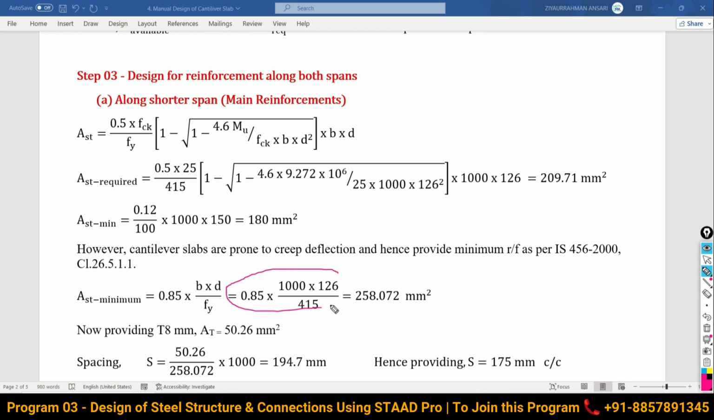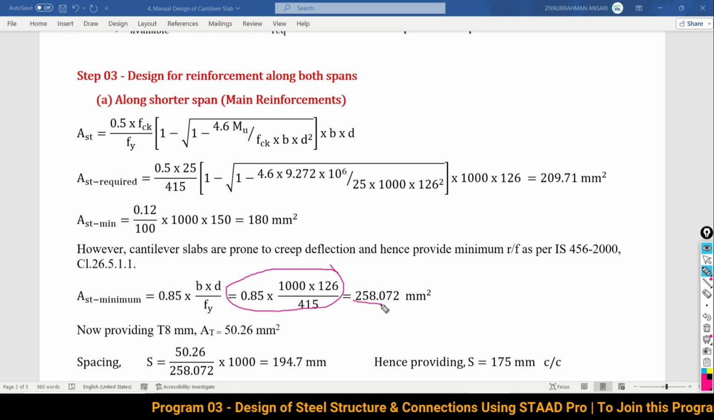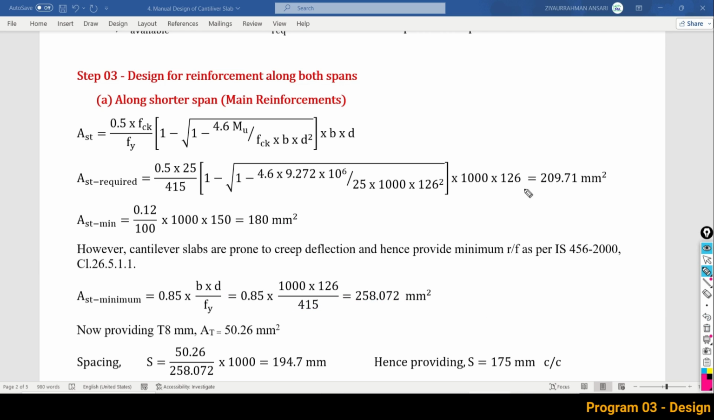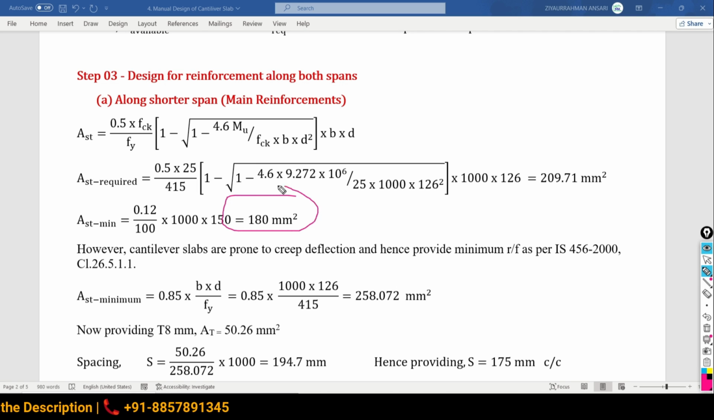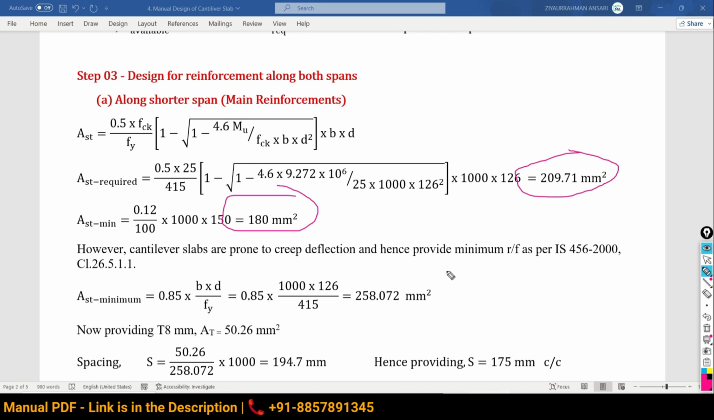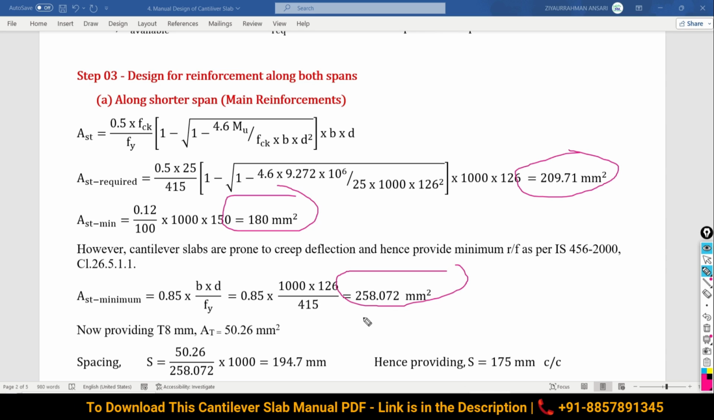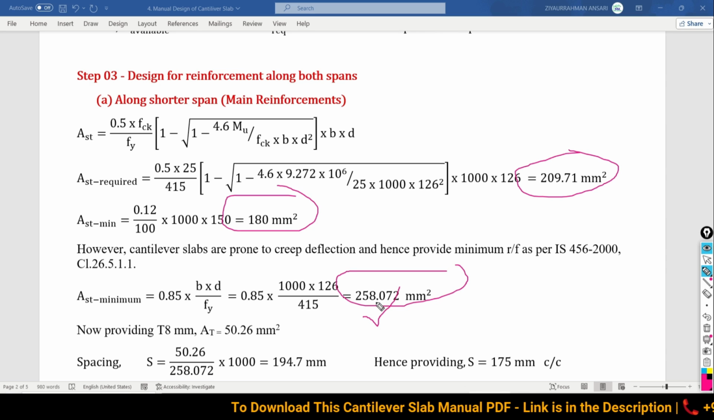So after doing this calculation, we are getting 258. Now you have to compare this reinforcement and this reinforcement. All these three reinforcements you have to check, and finally you have to decide the maximum amongst all these three. So I'm going to see this one, and this one. Now finally I am getting what? This 258.072 is the maximum one. That's why I'm going to follow this.